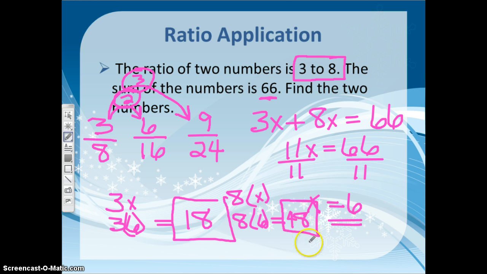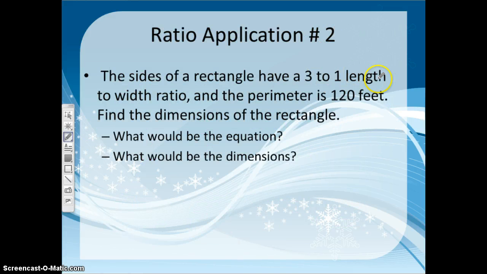A little tricky to think about, so let's do a couple more of these. Okay? If we have a rectangle, here's my rectangle, and the length to width ratio is 3 to 1. So going back to that, it could be 3 to 1. It could be 6 to 2. It could be 9 to 3.